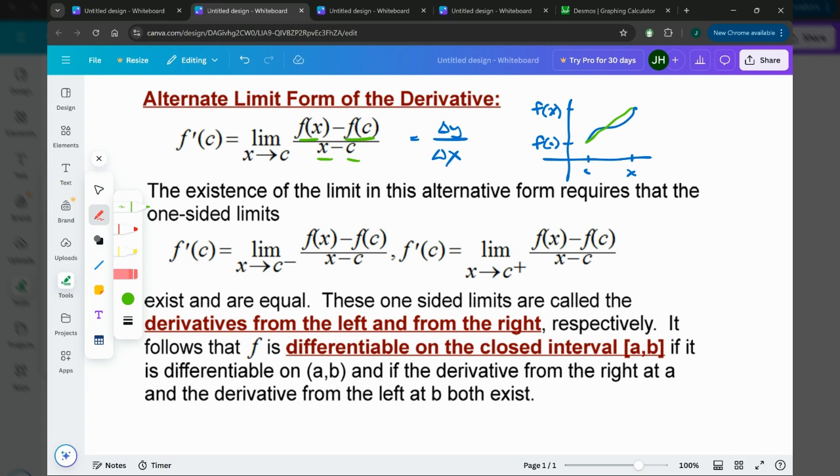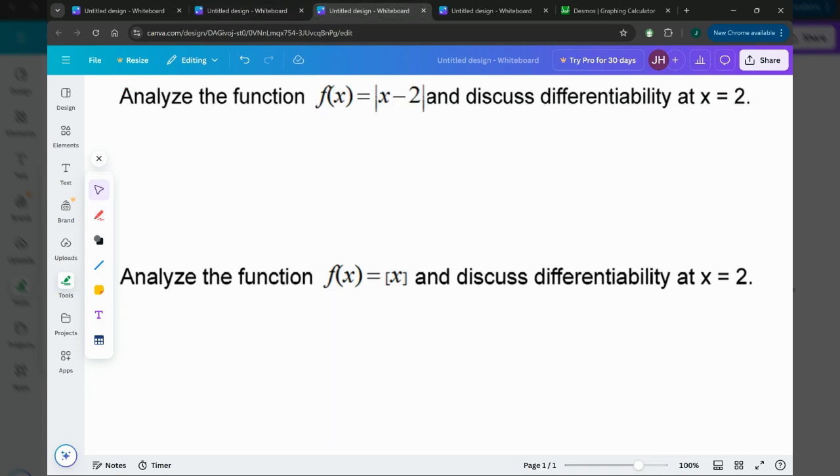Now, if I let x approach c, what you're going to see is, again, this is going to approach the slope of a tangent line. In order for this limit to exist, we know that the left-hand limit has to be the same as the right-hand limit. And if you've watched my previous videos, you know this. The left-hand limit has to equal the right-hand limit for a limit to exist. And so we're going to look at some different functions, and talk about what the derivative would be at a certain point.